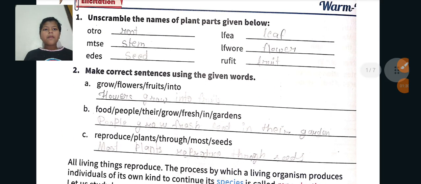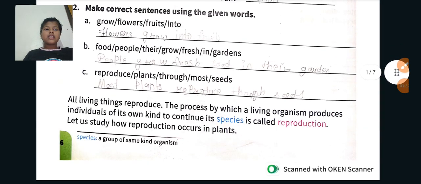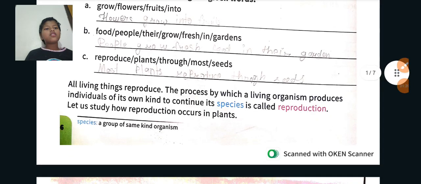Now, here are some questions. Unscramble the parts below, and some other questions. So now let's move on.